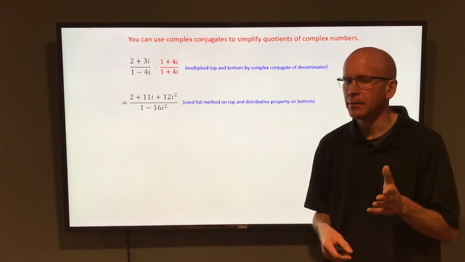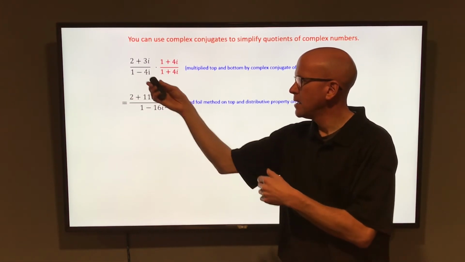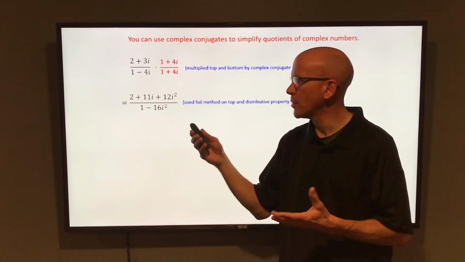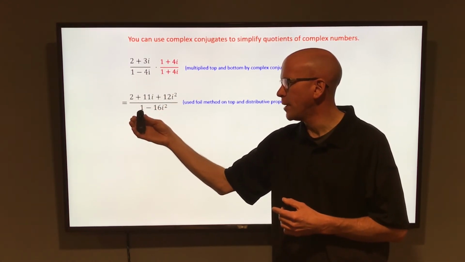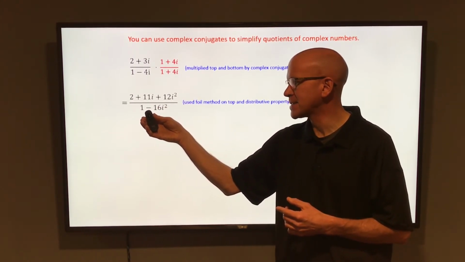Now the denominator. You could go through the whole FOIL method or distributive property, but keep in mind, multiplying two conjugates is going to produce a difference of two squares. So really all you have to do is square the first term, that's 1, square the last term, that's 16i squared, and then put a minus sign between them.